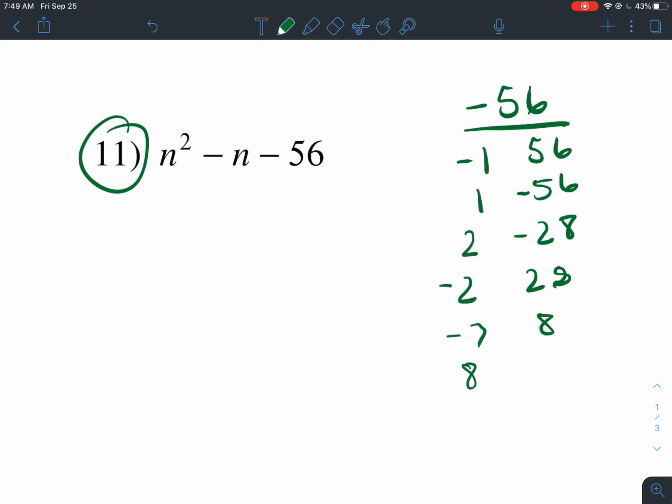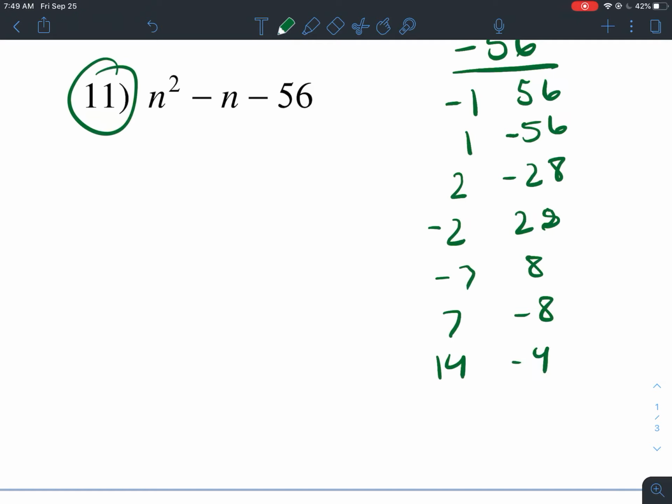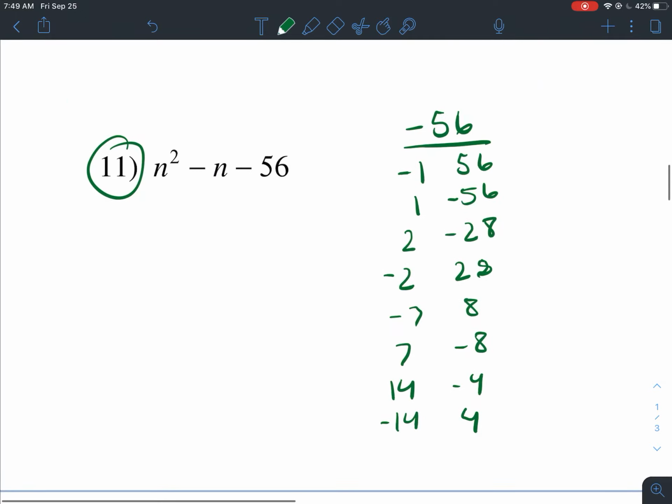We can also do negative 7 and positive 8, or positive 7 and negative 8. We could also do 14 and negative 4, negative 14 and positive 4. Sometimes when you end up with a lot of factors, you can stop and check and see if any of these work, right? So let's go ahead and check. We've got to figure out which of these pairs is going to add to give us a negative 1.